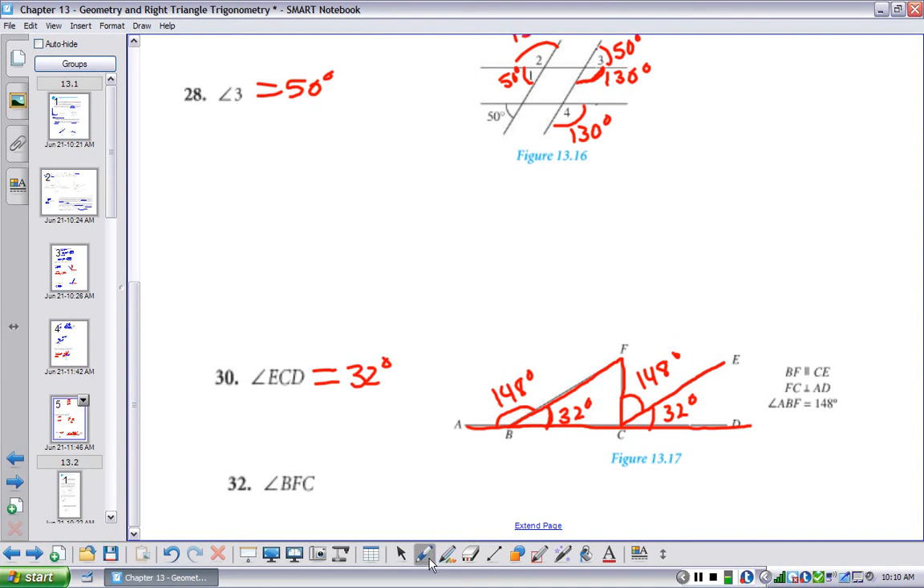And in number 32, we need to find the angle BFC. Well, knowing that this one is 90 degrees, and we know that there are 180 degrees in a triangle, we subtract the 90 degrees and we subtract this measure of 32 degrees, and it gives us 58 degrees. So this is 58 degrees.